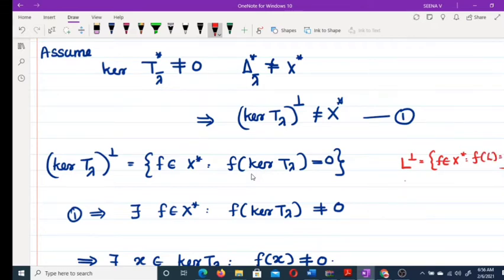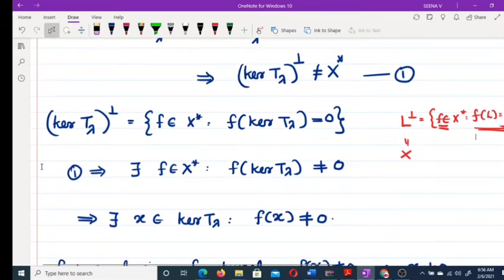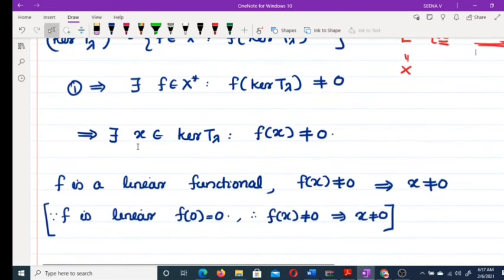So this not equal to X star means there exists some linear functional f for which f of this is not equal to 0. Therefore, kernel T lambda perp not equal to X star implies there exists an f belonging to X star such that f of kernel T lambda is not equal to 0. What is the meaning of that? f of L not equal to 0 means there exists an x in L such that f of x is not equal to 0. This implies there exists an x belonging to kernel T lambda such that f of x is not equal to 0.